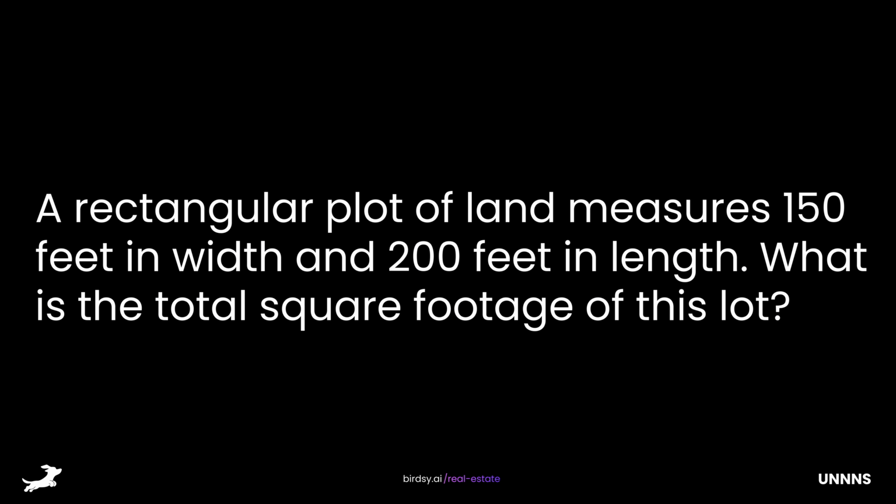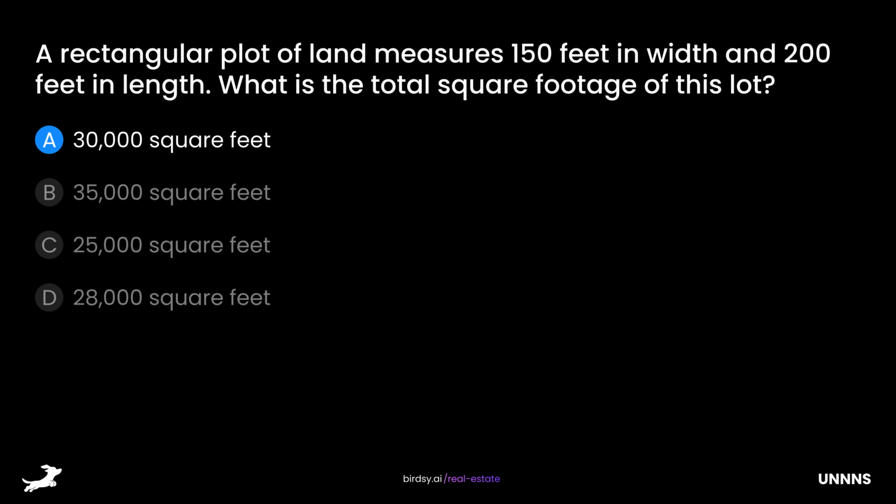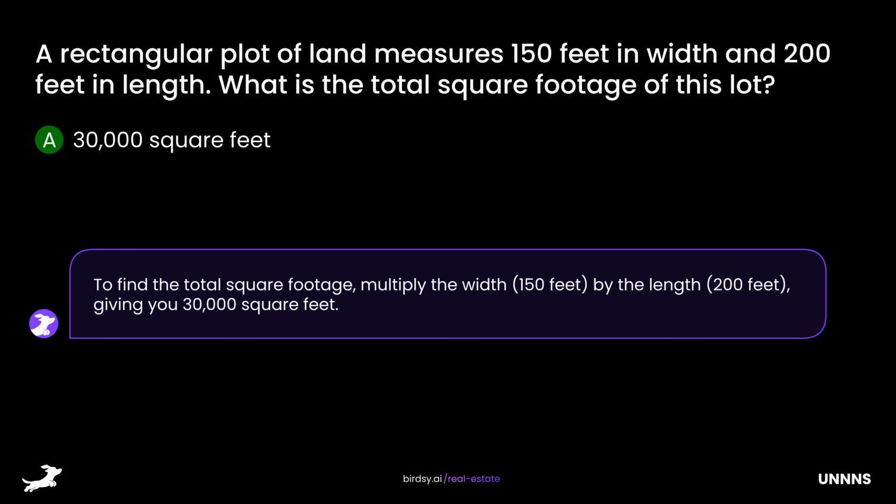A rectangular plot of land measures 150 feet in width and 200 feet in length. What is the total square footage of this lot? Is it A, 30,000 square feet, B, 35,000 square feet, C, 25,000 square feet, or D, 28,000 square feet? The answer is A, 30,000 square feet. To find the total square footage, multiply the width, 150 feet, by the length, 200 feet, giving you 30,000 square feet.